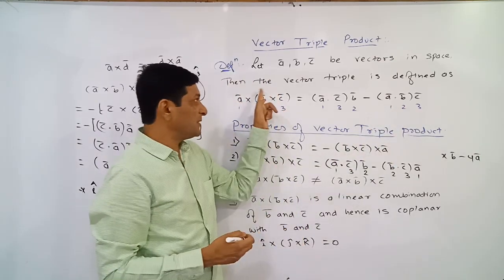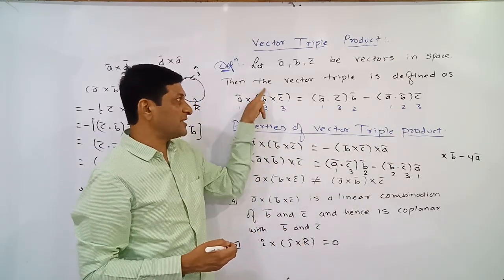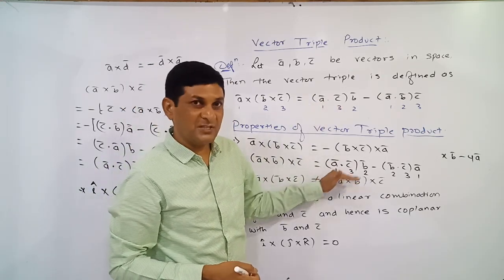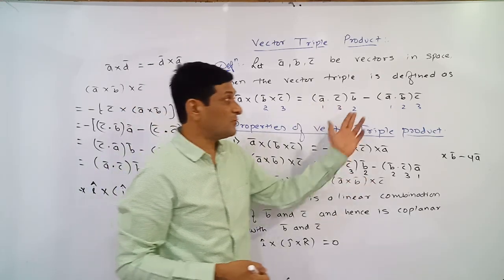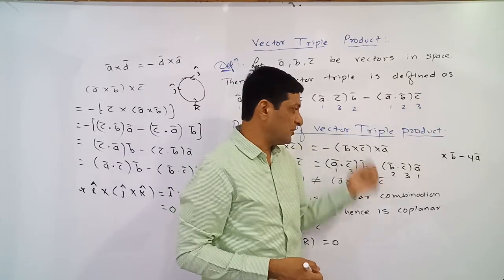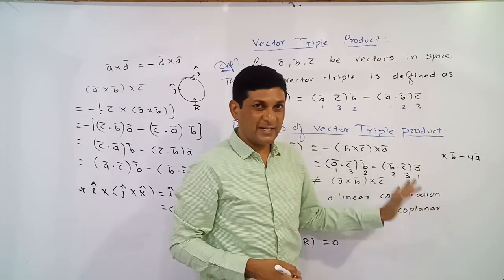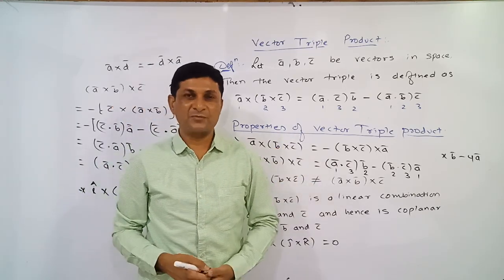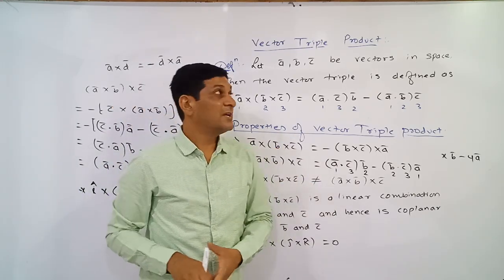But if the bracket is given to the first two vectors, then the first term we get is the same, 1, 3, 2. But my second term here is 1, 2, 3, and here 3, 2, 1. Sorry, 2, 3, 1. Getting it? So remember these important properties which you get from the definition of vector triple product.